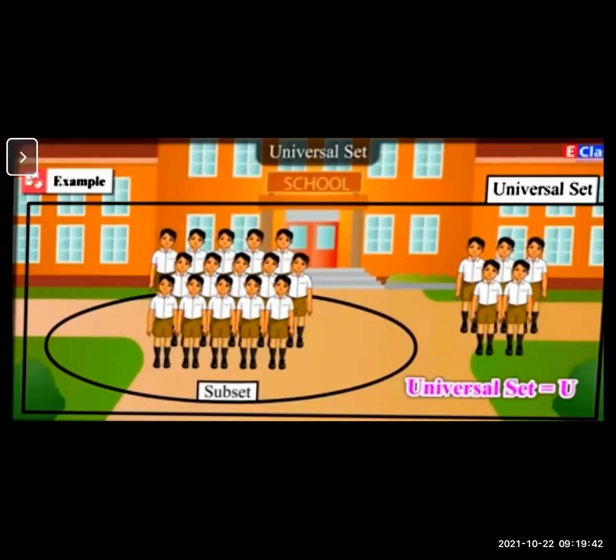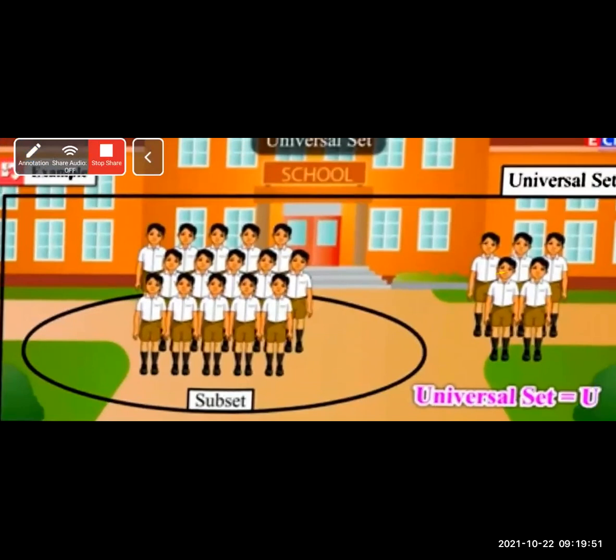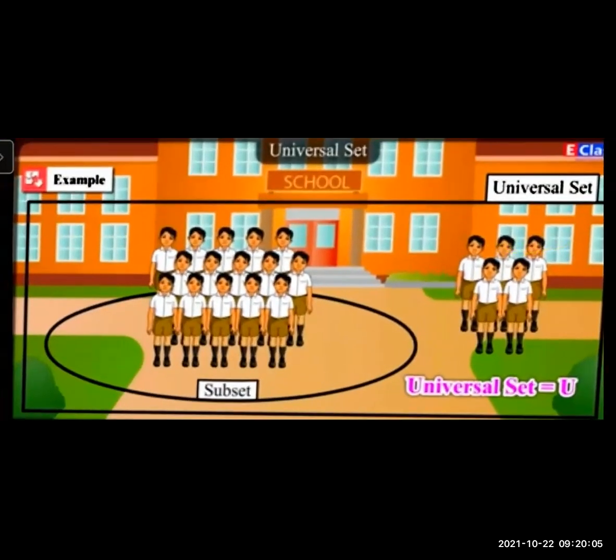So here you can see this. That is shown as U here, and all students in school who play cricket are in the universal set, and the team of cricket players is in the circle, which is your subset. Generally, the universal set is denoted by capital U, and in a Venn diagram it is represented by a rectangle, you can see here.